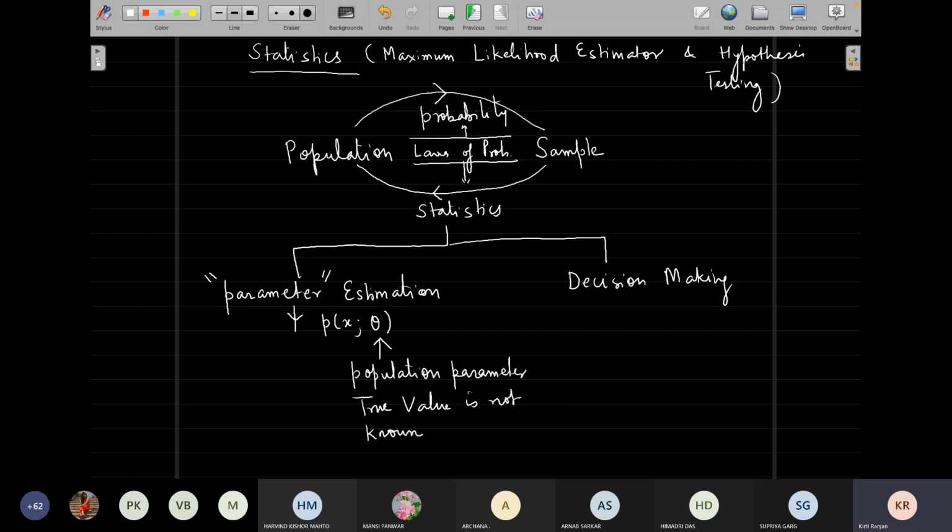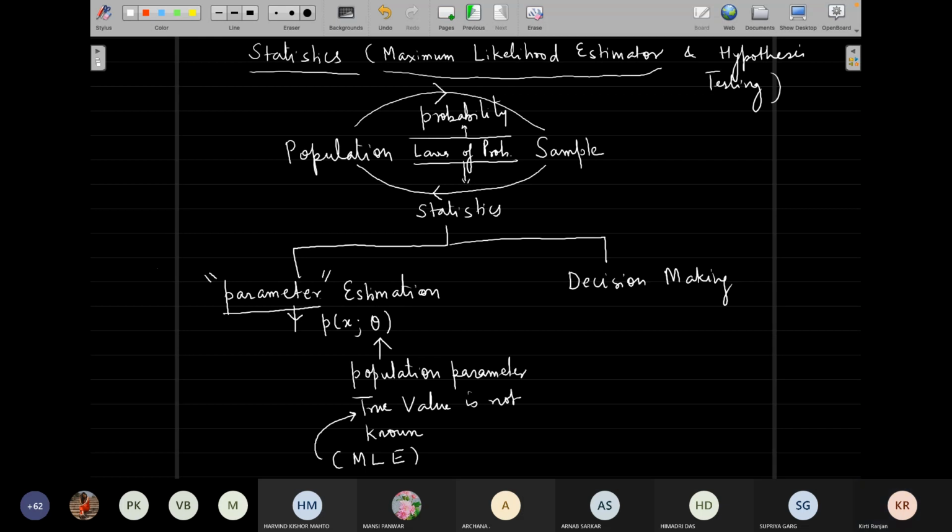And we want to estimate it from our sample. This comes under our first topic of maximum likelihood estimator or maximum likelihood estimation. So the topic which we are going to take care of, MLE, maximum likelihood estimation, deals with the unknown true value of the population parameter, and we are going to figure it out from the sample, whatever data we have taken. So this is what we call parameter estimation.